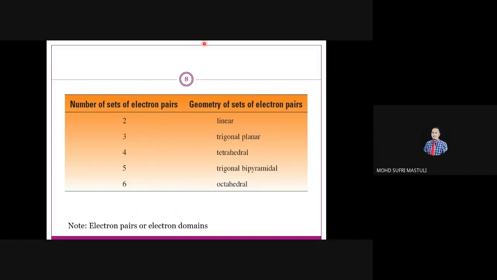So, again, remember the names, and also you should know how to draw the geometry for each name: linear, trigonal planar, tetrahedral, trigonal bipyramidal, and also octahedral.